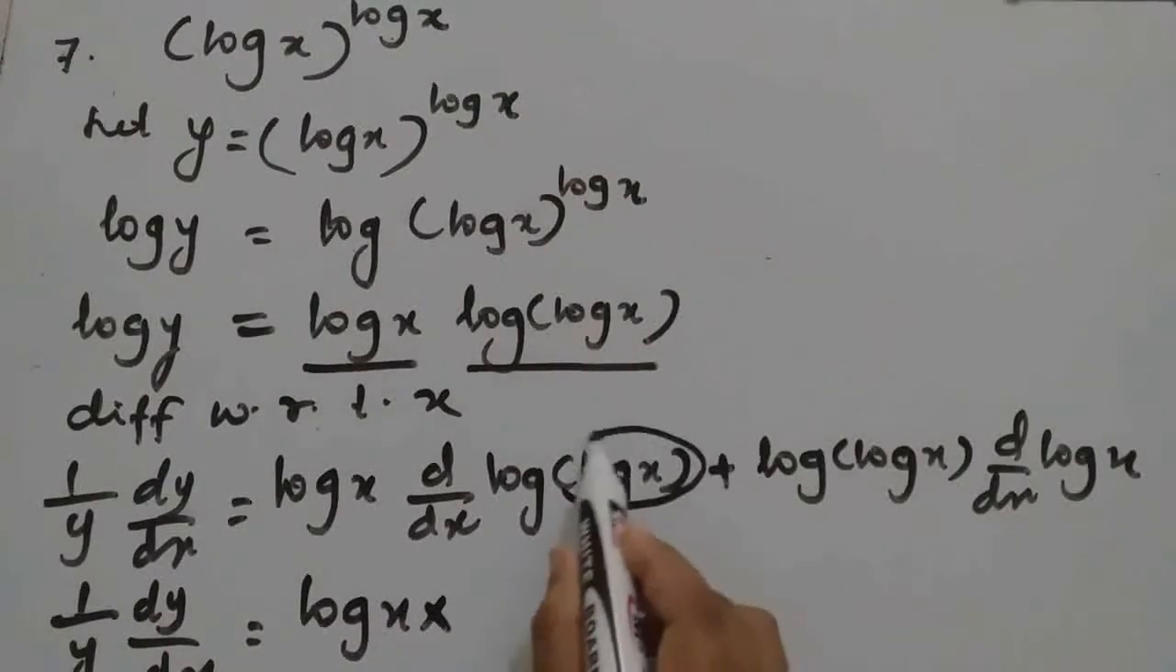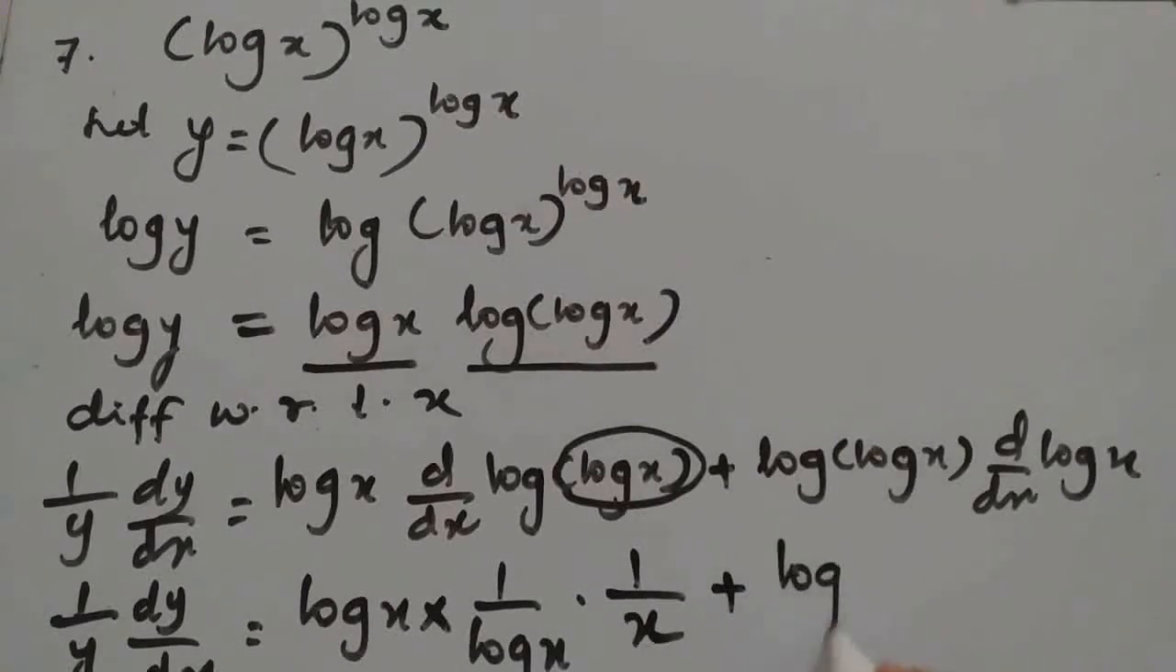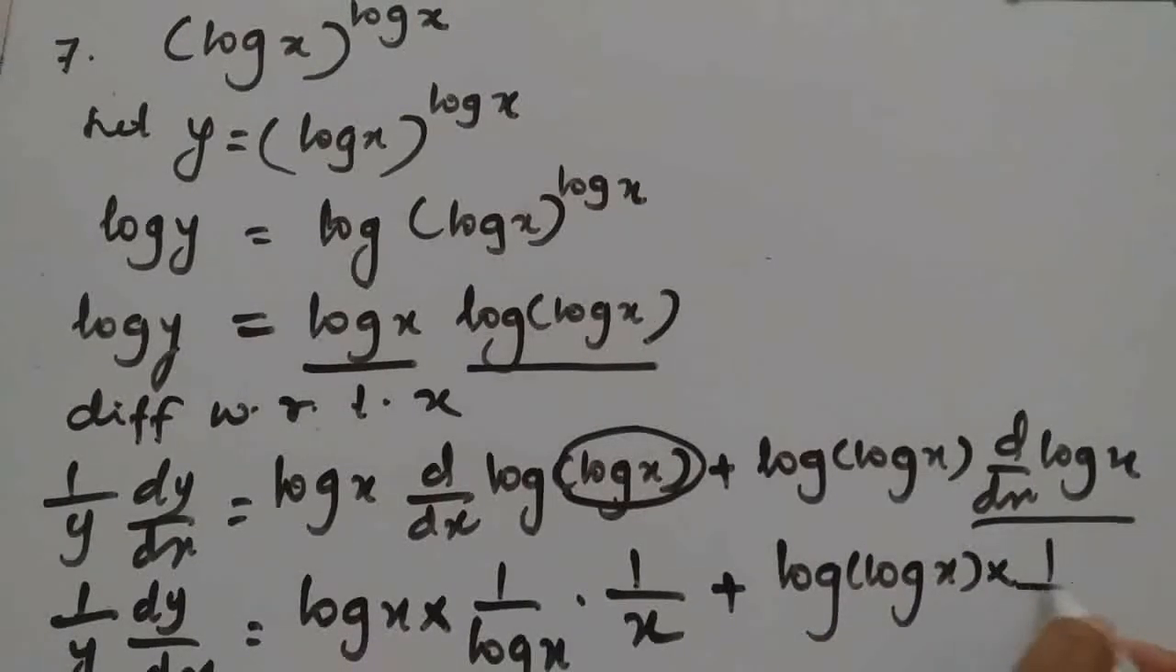Log of log x. We know the derivative of log x is 1 by x. But here x is not given, log x is given. So 1 by log x. Then derivative of log x, so directly I am writing 1 by x. Plus this will remain same. This is a standard function. Log x derivative is 1 by x. Now see, this log x will be cancelled here.